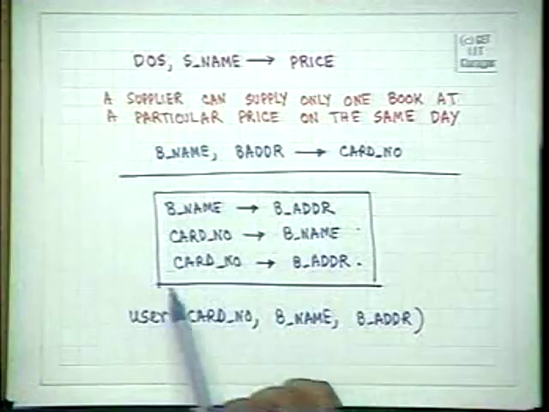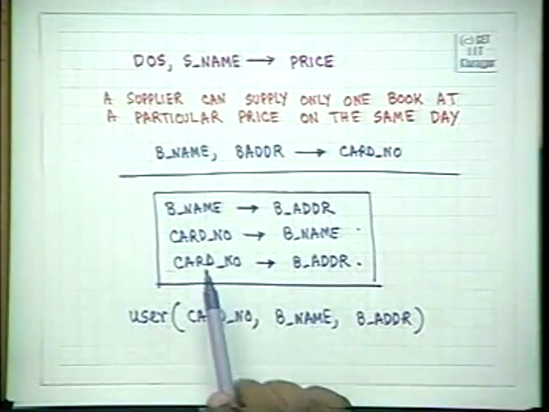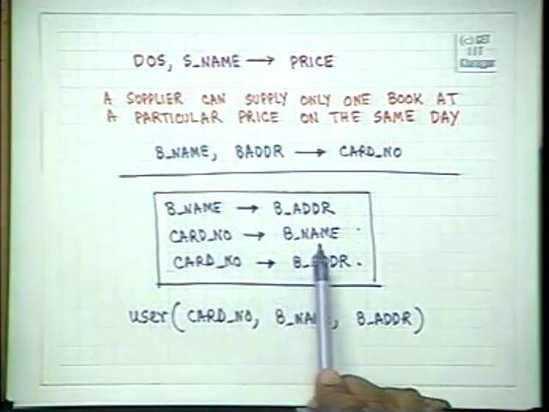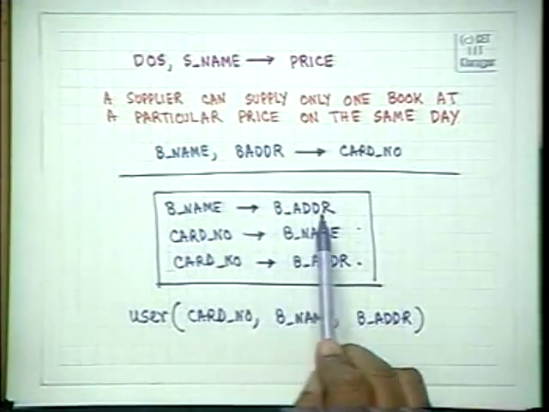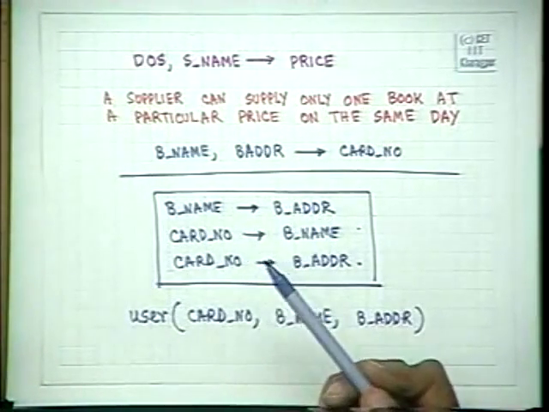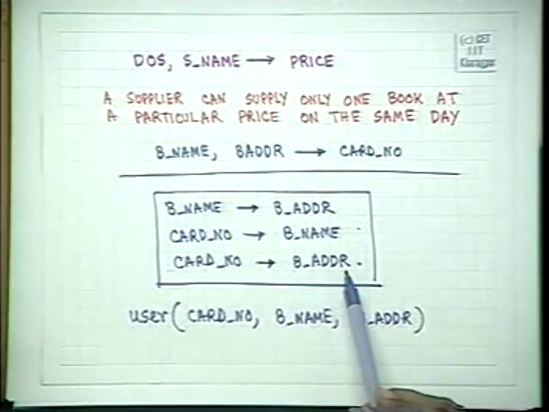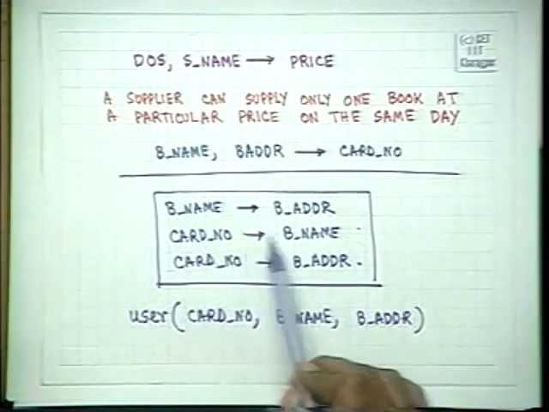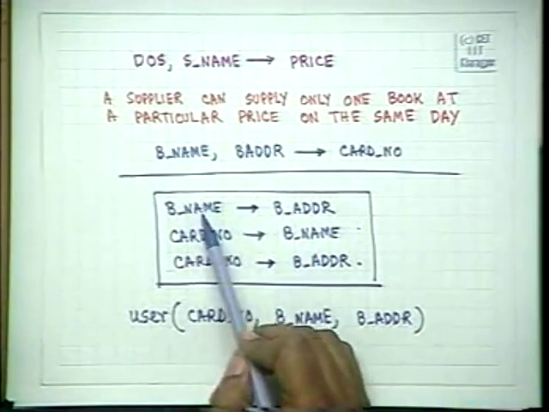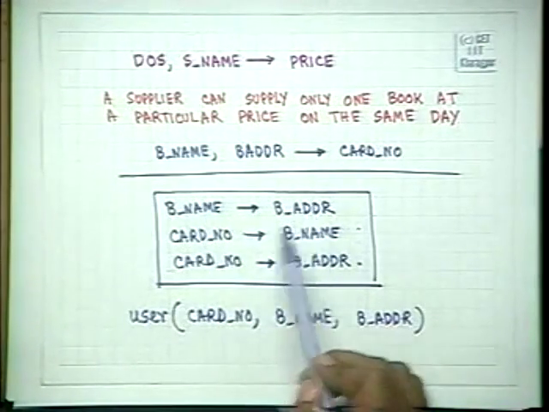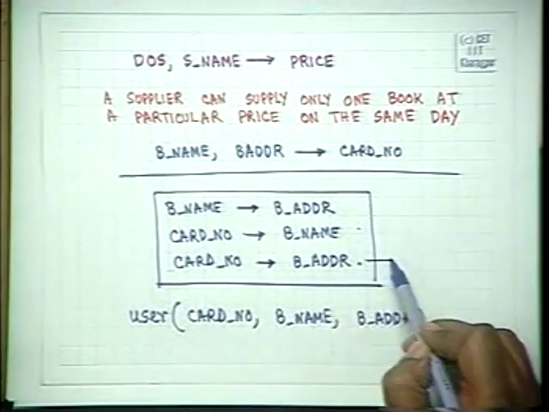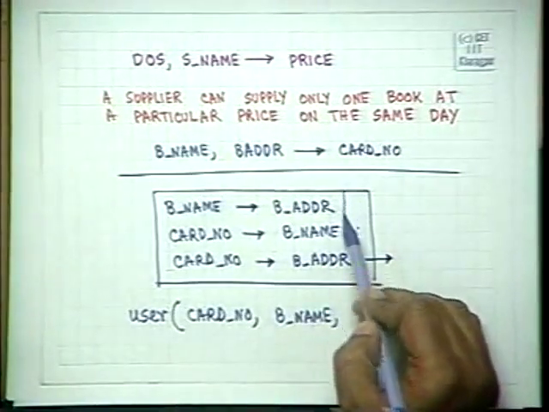Now, there are a lot of interesting features here. Let us argue this way. If card number implies borrower's name and borrower's name implies borrower's address, then effectively these two will imply this, because if you have the same card number, you must have same borrower's name, and if you have same borrower's name, you must have same borrower's address. Therefore, effectively, if you have same card number, you have same borrower's address. So, this relation is true if only these two are written.